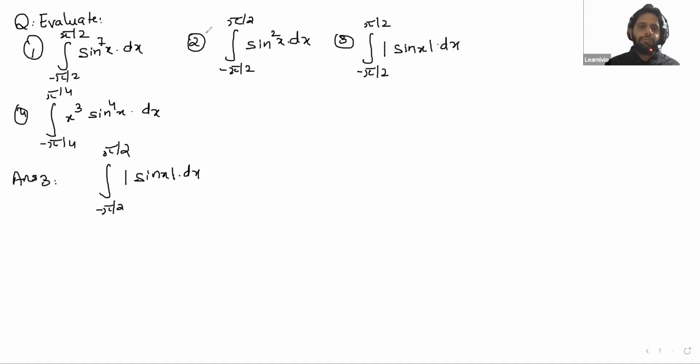ठीक है. लक्ष्य सबसे पहले ये बताइए, this is the even function or odd function? Even. Okay, very good. फिर कितना हो जाएगा? This will become 0 to pi by 2 twice of modulus sin x dx. ठीक है लक्ष्य.